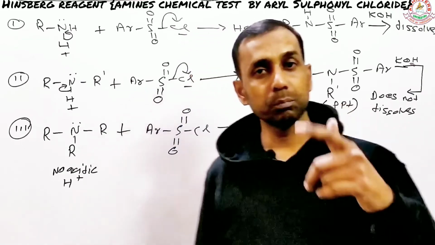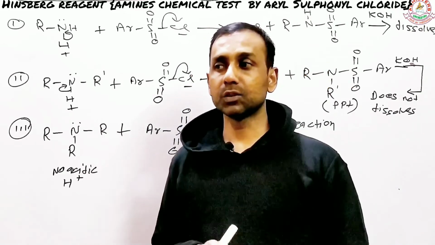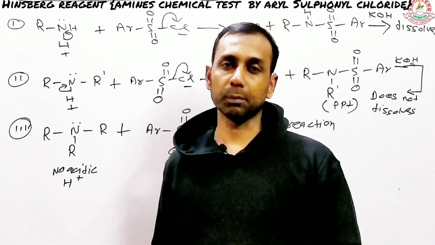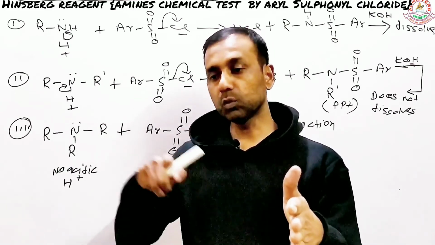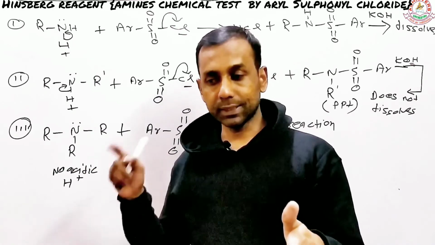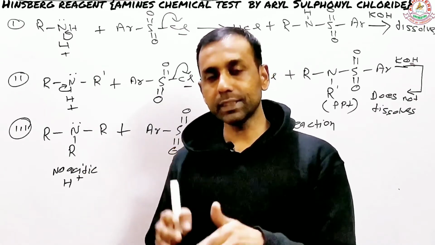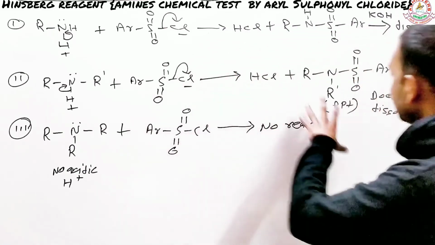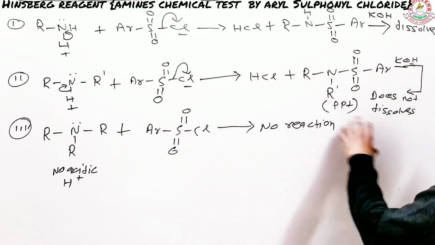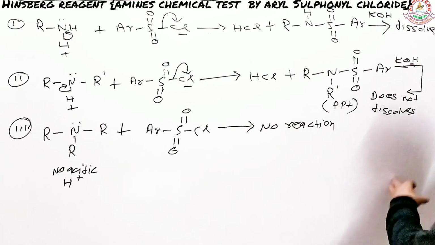If there is a question in your exam asking for a distinction between 1 degree, 2 degree and 3 degree amines, this test is going to be most useful, and it's even better than the carbylamine test, because carbylamine only differentiates 1 degree from 2 and 3 both, but this test differentiates all 3 in a different way, because the products in these 3 cases come out different. In fact, in the tertiary one there is no product coming out.